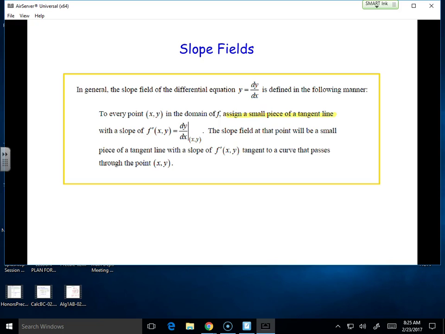This is a much more technical way of explaining a slope field. To every point x, y in the domain of f, assign a small piece of a tangent line. I'm going to call them baby tangents because it's cuter and there are fewer words. Assign a small piece of a tangent line, a baby tangent, with a slope defined by the derivative. So for any given point, you can plug that point into the derivative, meaning into the differential equation. Then at that point we make a small piece of a tangent line with the given slope to some curve that could pass through that point.